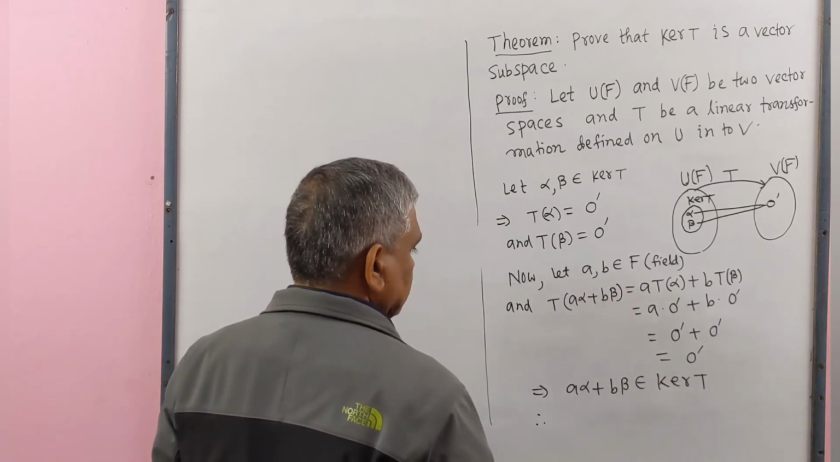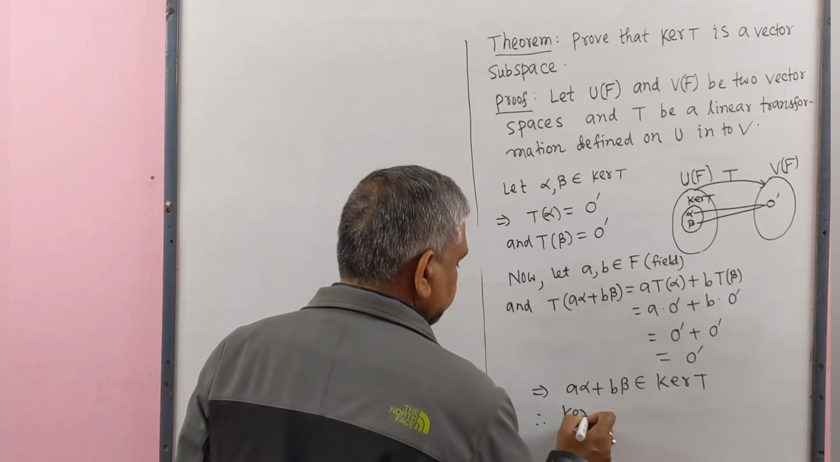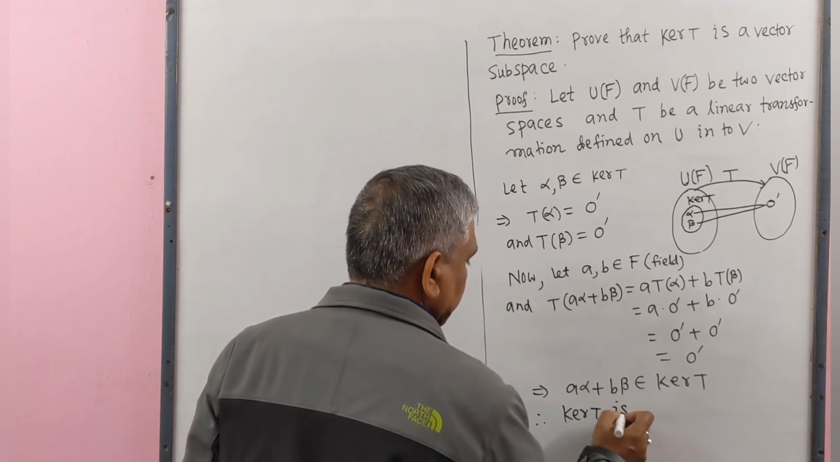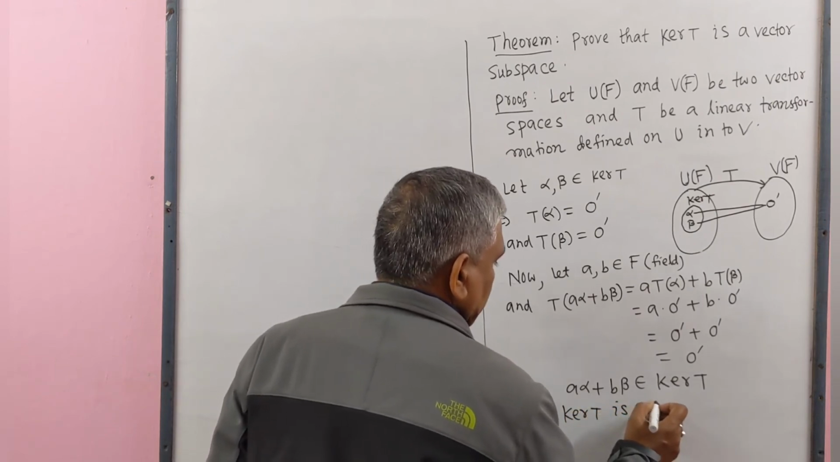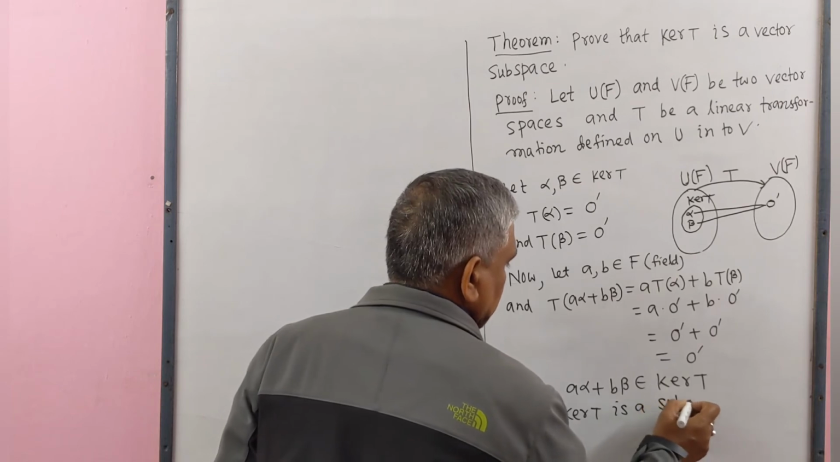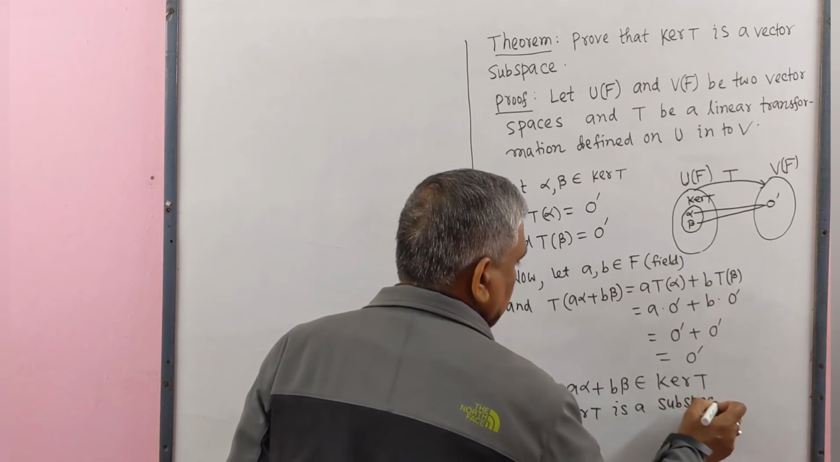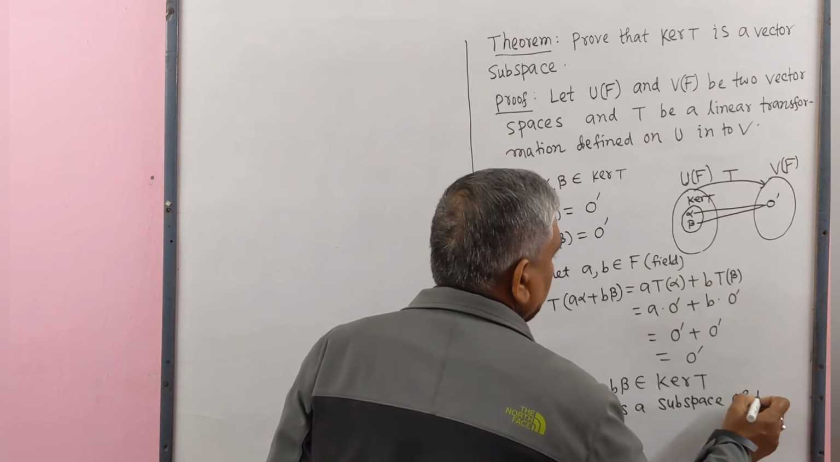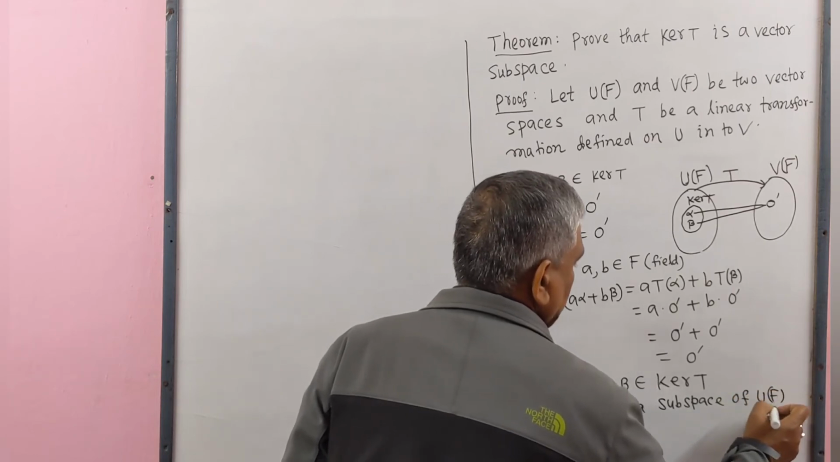Therefore, ker T is a subspace of UF. Proved.